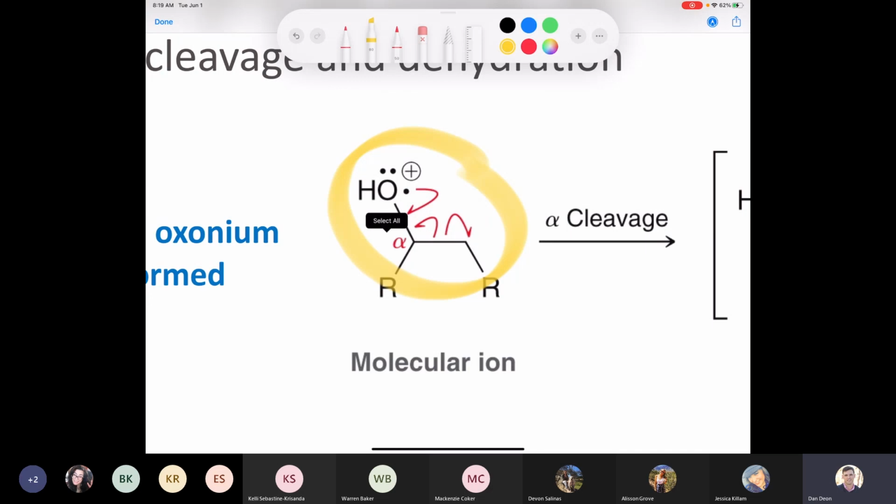Okay, these are what we call fishhook arrows. This is not covered until chapter 10. But I told you, you do not have to be able to draw this mechanism to understand alpha cleavage. Let me show you what it is. Okay, let me remind you.